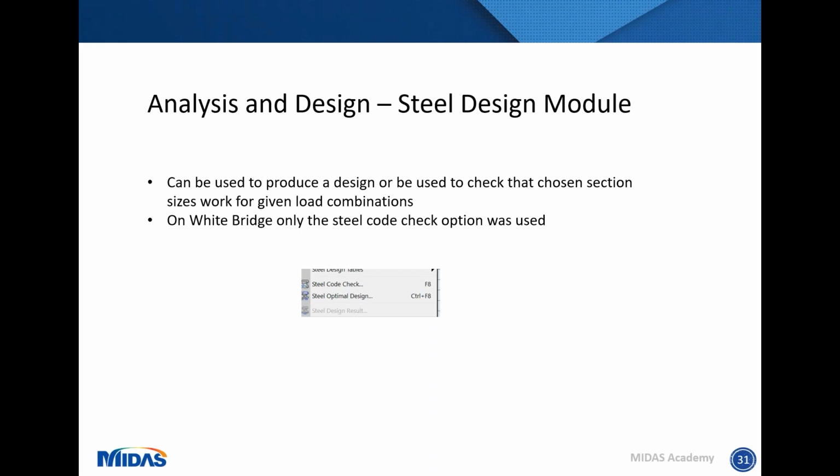However, if you're not too worried about the material size that you need to use, you can also use a steel optimal design, where the software is able to look at a whole host of section sizes and suggest to you what you need to use.